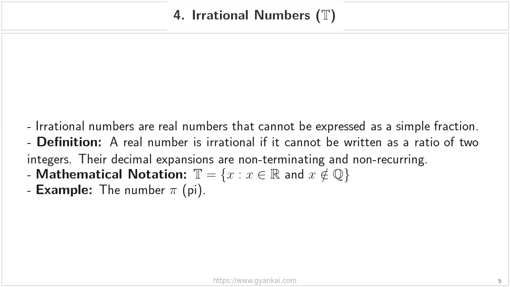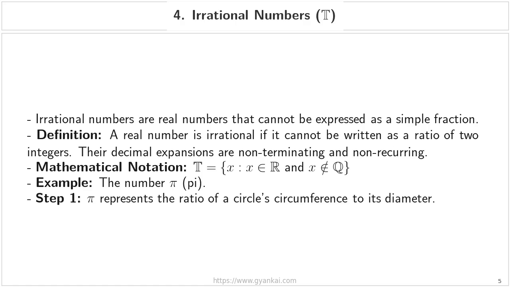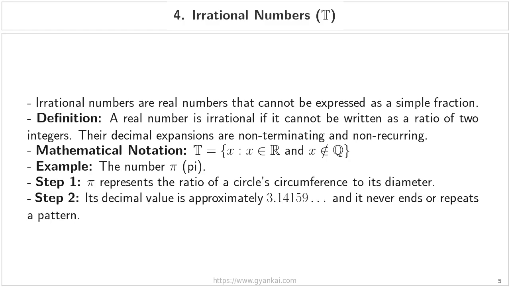To make this concrete, let's look at the most famous example, the number pi. First, remember that pi represents the ratio of a circle's circumference to its diameter. Second, if we look at its decimal value, it is approximately 3.14159, and it continues forever without ever repeating a pattern.